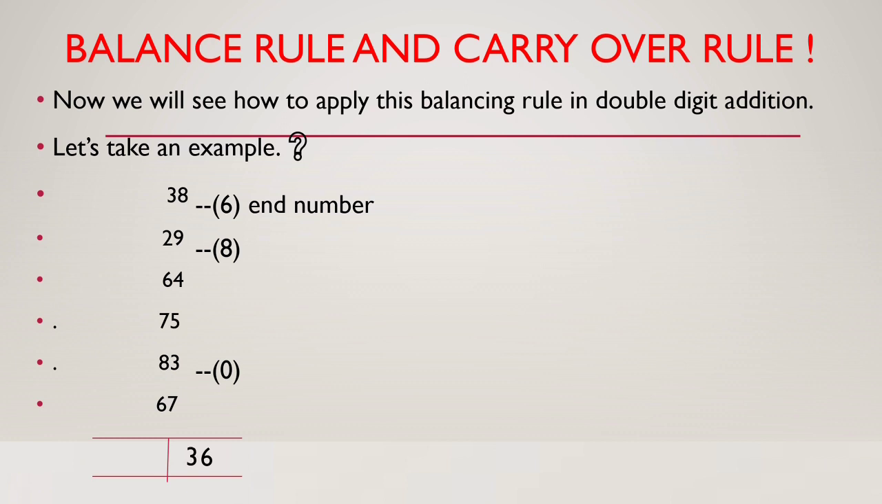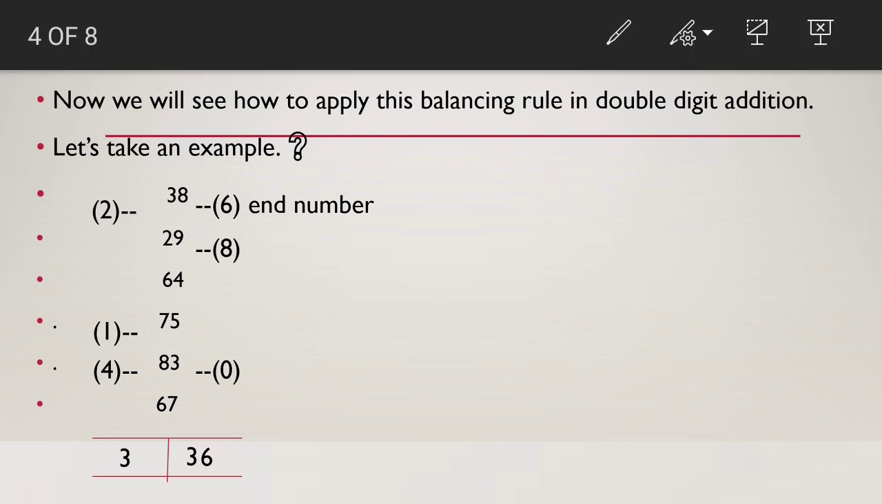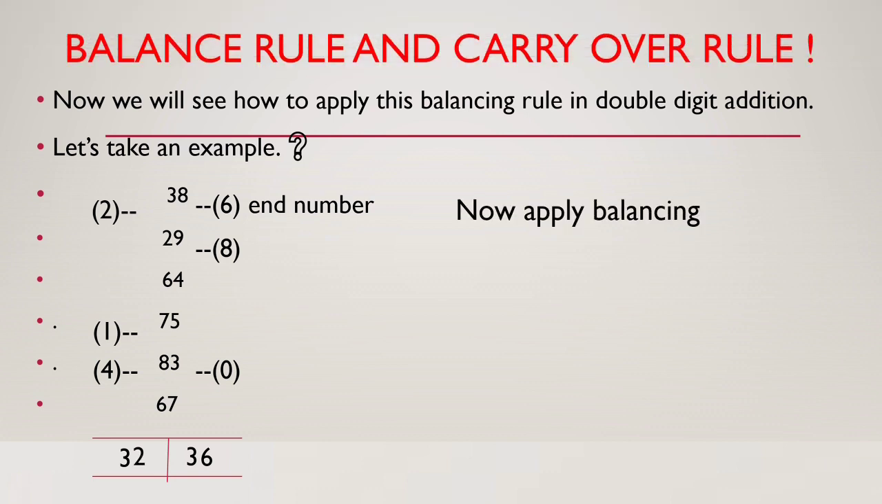Now doing the same thing with the tens place numbers, we get 6 plus 8 is equal to 14. Dropping 10, we got 4. Now adding 4 to 7, we got 11. Dropping 10, we got the next number 1. Adding 1 to 6, so 7, 8, 9, and then 12. So dropping 10, leaving 2. So we will write 2 as it is, and we got 3 dash. So we write 32 and 36.